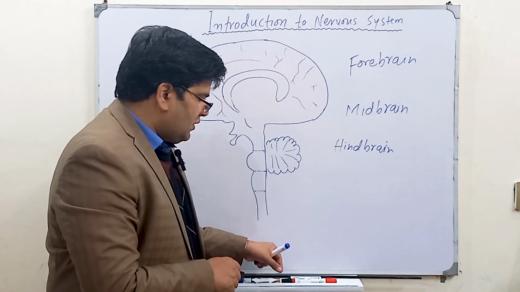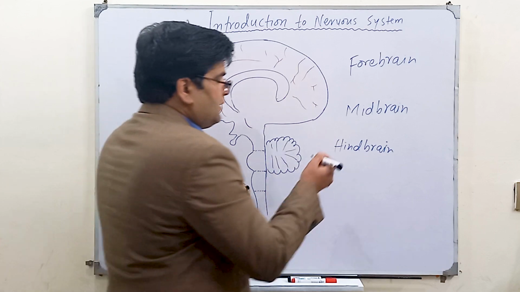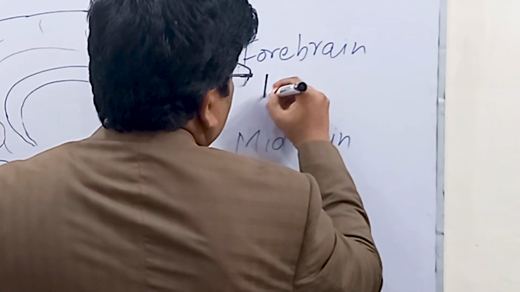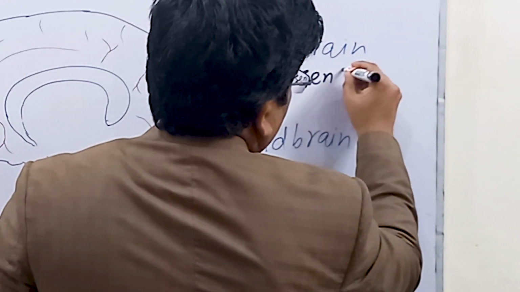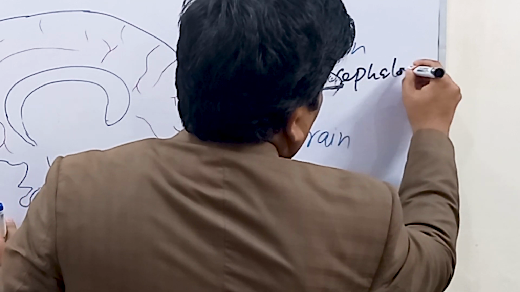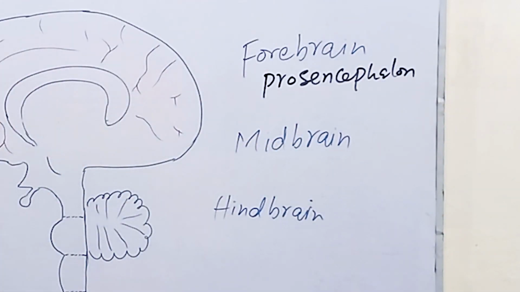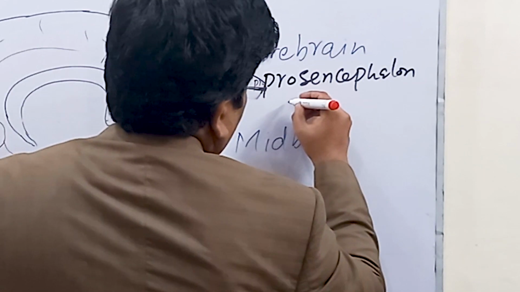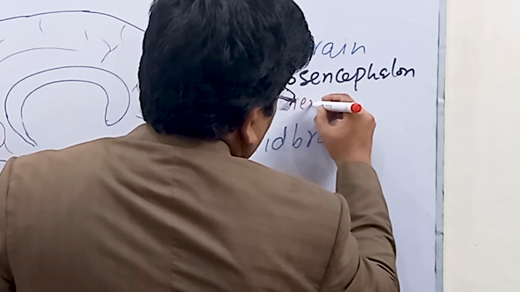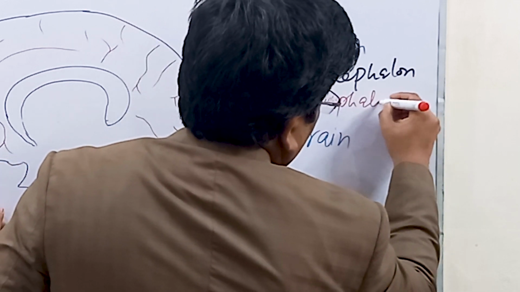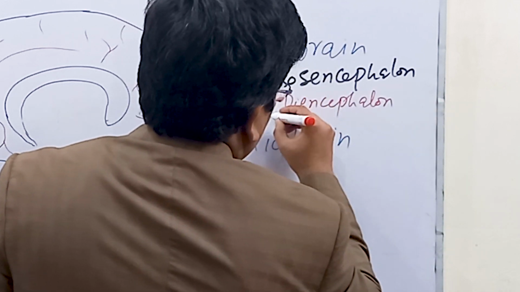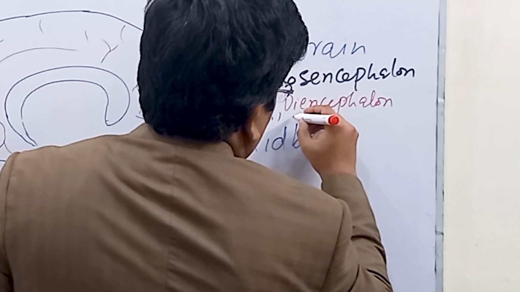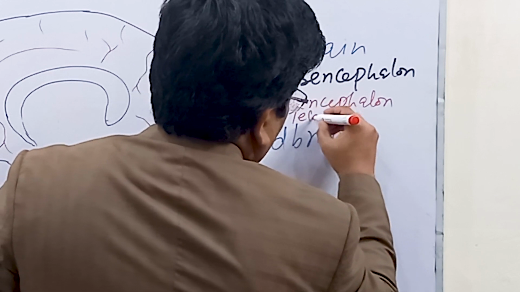Another term used for forebrain is prosencephalon. And this prosencephalon, it can be further divided into two. One is diencephalon, and the other one is telencephalon.